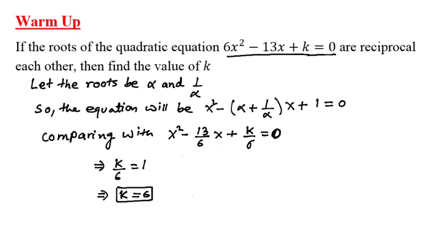We are asked to find the value of k. So the meaning of that is, if you plug in k equal to 6 in this equation, it will be 6x squared minus 13x plus 6. And when you solve that equation, you'll obtain two roots, and those two roots will be reciprocal of each other. And whatever root you obtain, that is alpha, and the second root will be 1 over alpha.